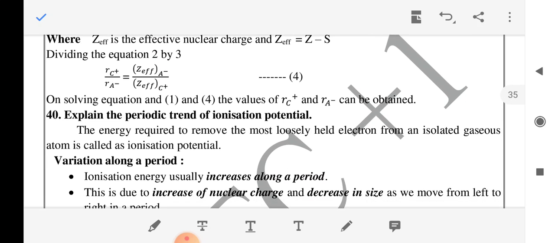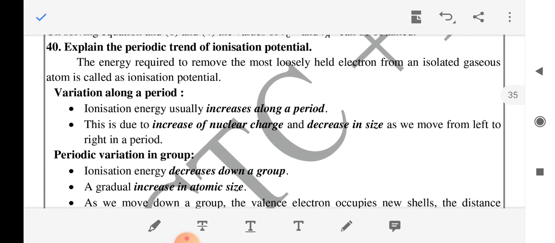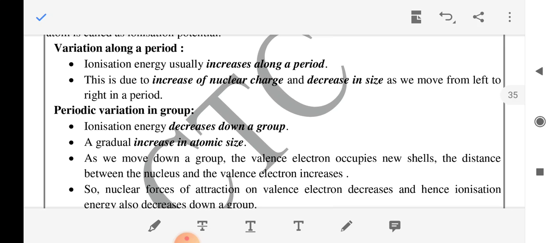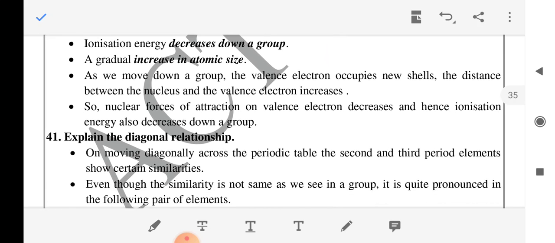Okay. The next question, explain the periodic trend of ionization potential. The energy required to remove the most loosely held electron from an isolated gaseous atom is called ionization potential. Period wise, as we move from left to right along a period, the nuclear charge increases and the size decreases, so the ionization energy increases. Group wise, as we move down the group, the ionization energy decreases because of the gradual increase in atomic size.